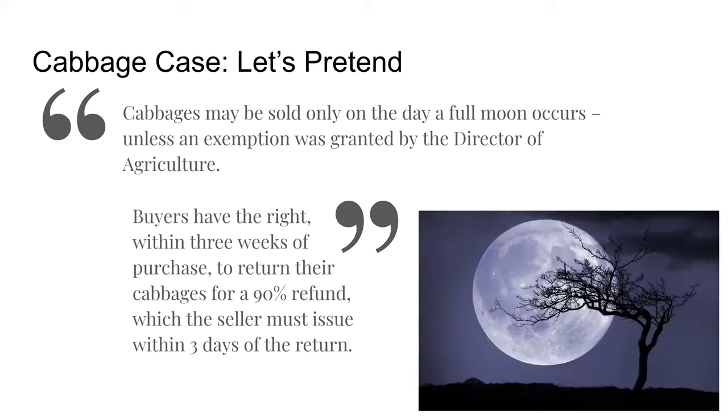Let's pretend there's a scenario, there's a cabbage law that says you can only sell cabbage when there is a full moon, unless obviously you have some kind of exemption granted by somebody. And if there was a cabbage transaction, then buyers will have the right within 3 weeks to return their cabbage for a refund, 90% refund, and the seller must issue the refund within 3 days of the return. So the question is, how do we isomorphically formalize this into some language which can be read by a computer? And once it's in the computer, you want to be able to compile it back to English, and then you can also do all kinds of other useful things with it.